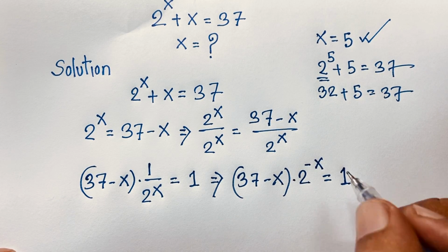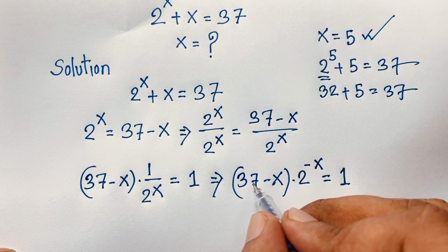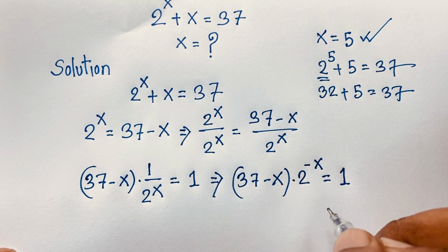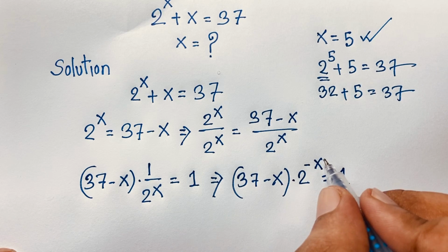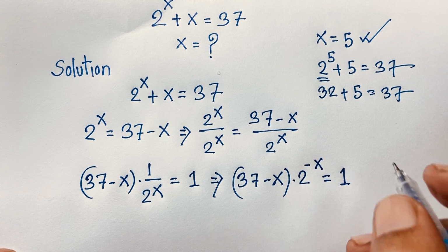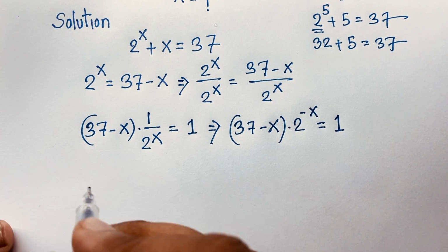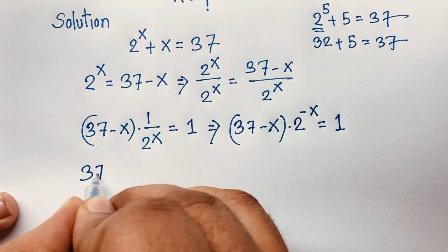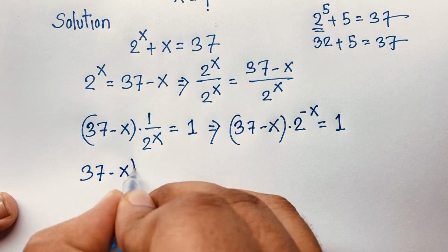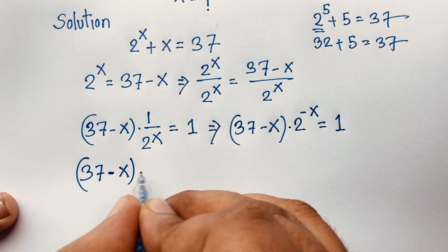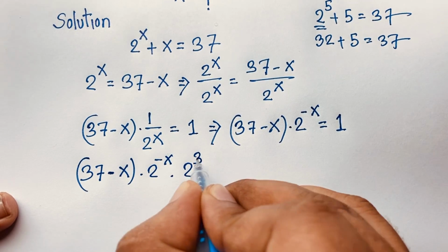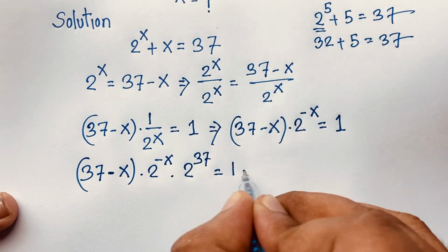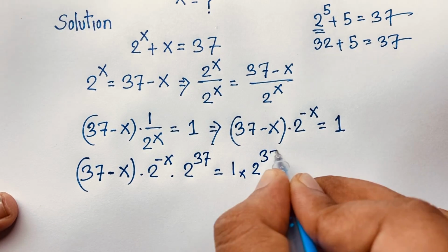Now how to solve this question? So here is 37. So I want to apply here is Lambert W function, but here is no 37. So I multiply both sides 2 to the power 37. So you can see here 37 minus x times 2 to the power minus x times 2 to the power 37 is equal to 1 times 2 to the power 37.